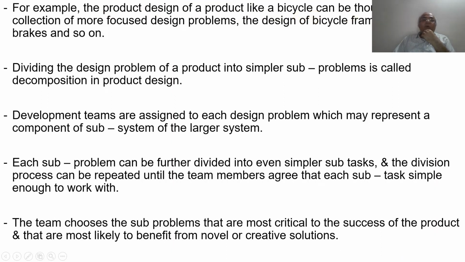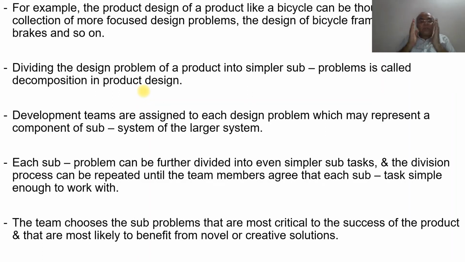The product design of a product like a bicycle can be thought of as a collection of more focused design problems: the design of the bicycle frame, seat, wheels, brakes, and so on. Dividing the design problem of a product into simpler sub-problems is called decomposition in product design. So that means dividing the main section into subsections is called decomposition. That means we are segmenting into multiple sections.